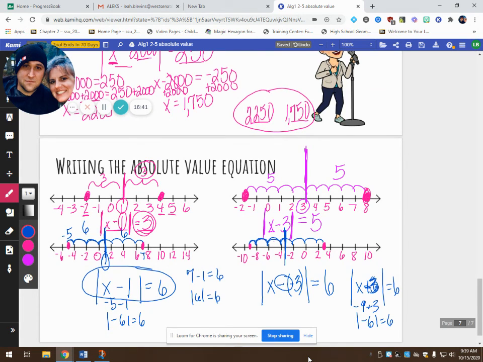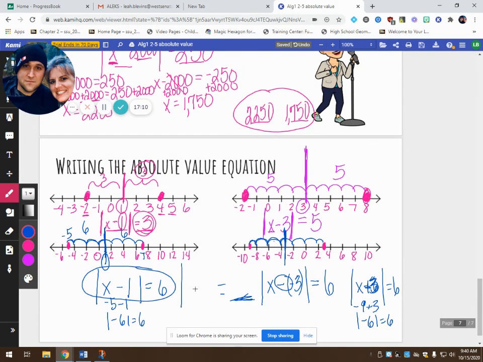So the general rule here that we just established is that we find the number of units that there are between the 2 points on our number line. We divide that in half, and that number then goes here on the end. I'm trying to think how to say this best. The number of units that they are apart, cut in half, goes here.